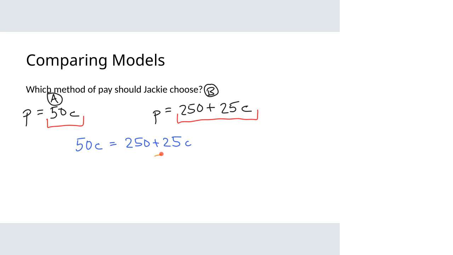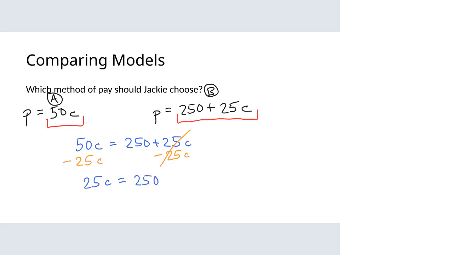So I'm going to subtract 25C from the right so that the C goes away on the right-hand side, and now I'll only have C on the left. If I subtract 25C on the right, I have to subtract 25C on the left. And when I do that, that leaves me with 50C minus 25C, which is 25C, is equal to 250.